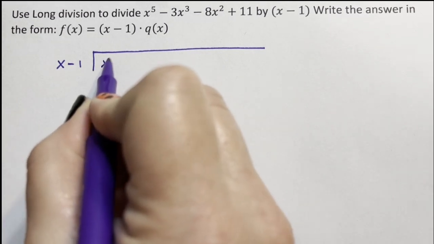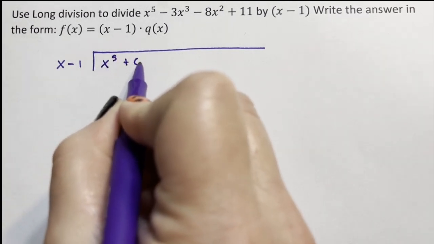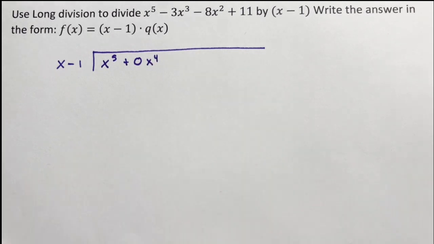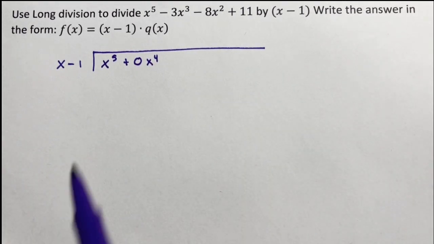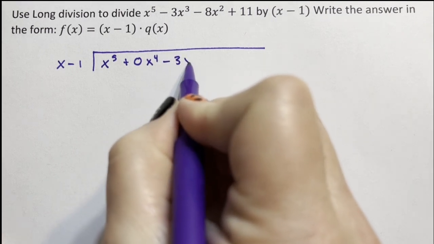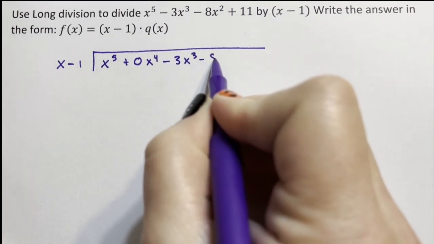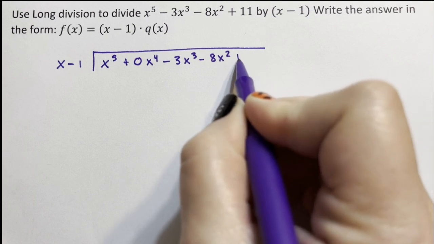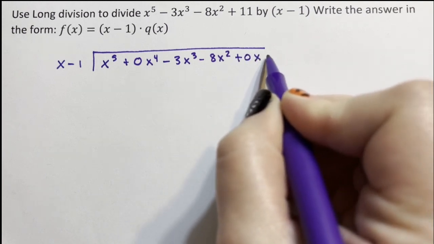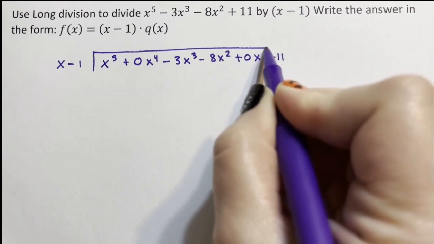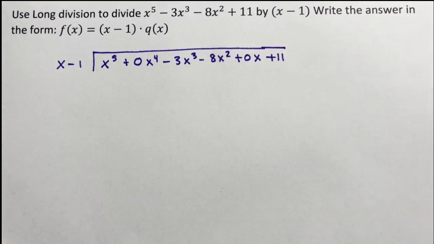So x to the 5th, there are 0 x to the 4ths, but we have to acknowledge that x to the 4th is an entity and it has to be written in there. Minus 3x cubed minus 8x squared, placeholder 0x plus 11. So even though there's no x to the 4th, even though there are no x's, we have to add those placeholders. It is incredibly important.